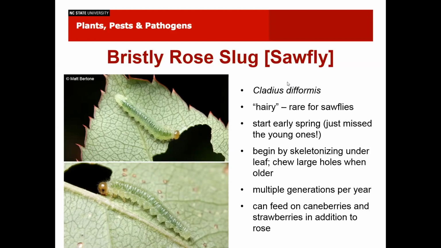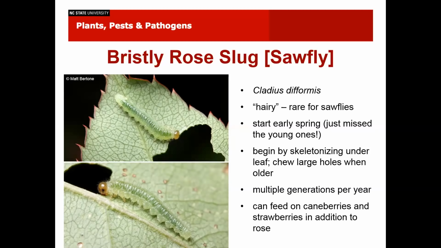This is actually a hairy sawfly, which is actually uncommon. True caterpillars in the Lepidoptera, the moths and butterflies, are very often hairy, and they actually have a number of diagnostic setae all over the body. Sawflies typically are not hairy. They may have little spines, like fleshy spines, things like that. This is one of the few that actually is hairy. So that's one diagnostic feature of this species.